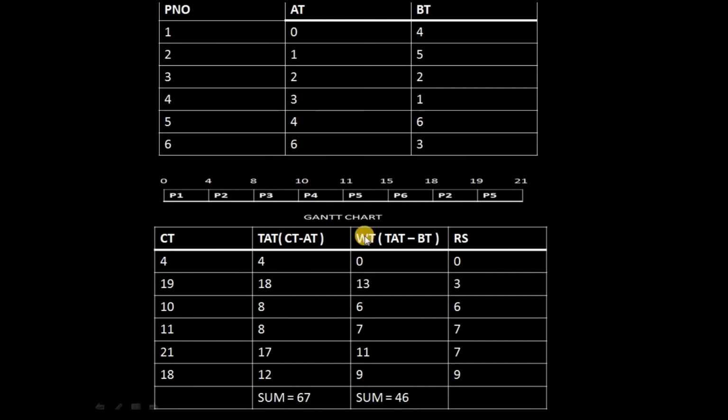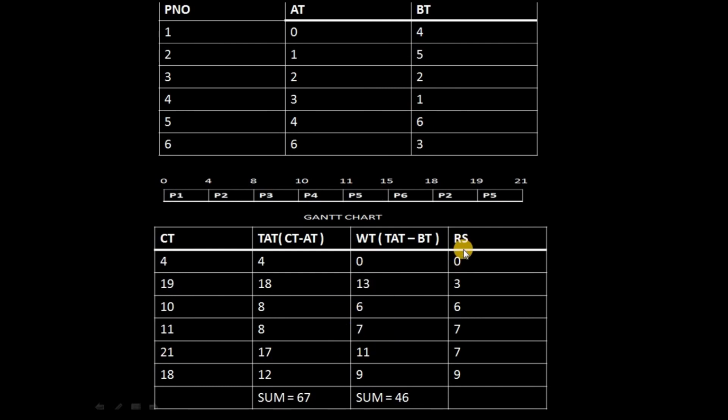And what about the waiting time? Waiting time equals turnaround time minus the burst time. So what is the turnaround time for process 1? Process 1 turnaround time is 4. The burst time is 4. So 4 minus 4 equals 0. For process 2, 18 minus 5 equals 13. Like that, we just calculate all.